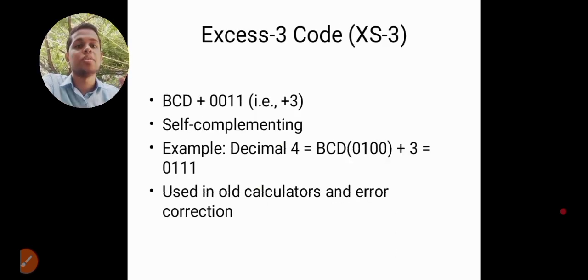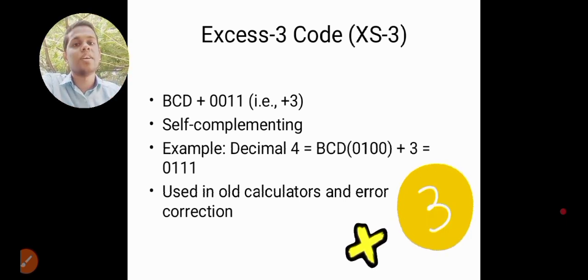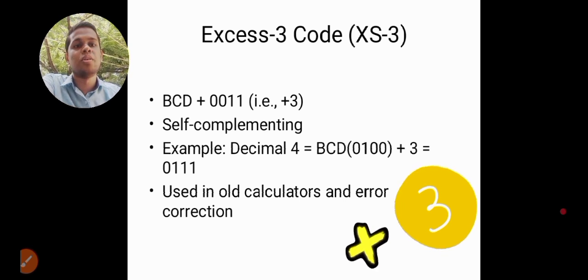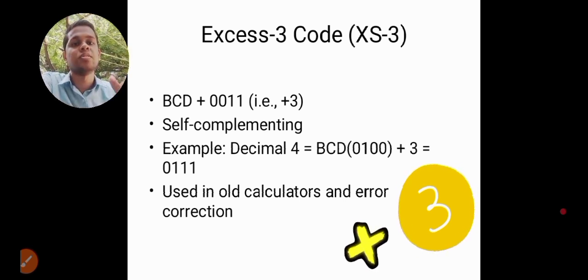Next, XS3 code. XS3 code is nothing but the actual number plus 3. For example, if you are given 2, you add 3, it becomes 5. XS3 code is used to find the nines complement in an easier way by complementing the XS3 answer and taking its equivalent.